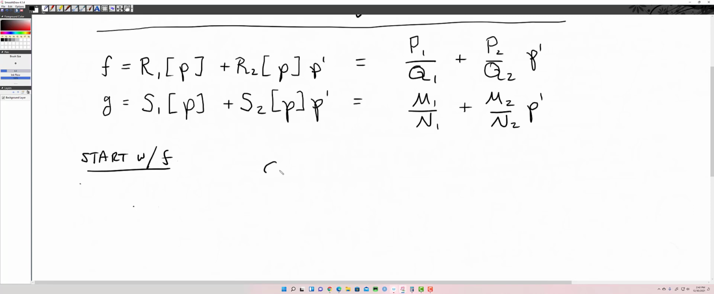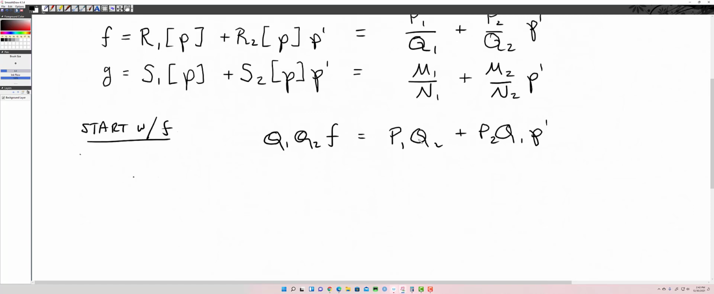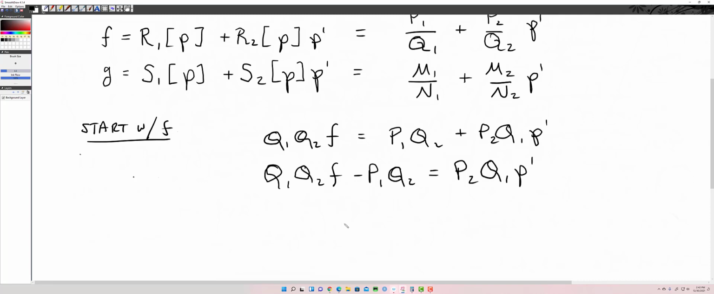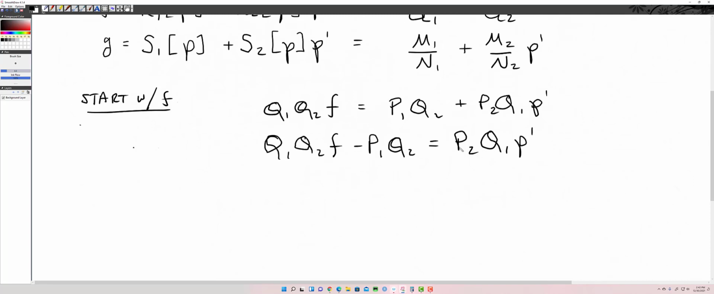Okay, so I'm going to look at Q1, Q2 times F. And that's going to give me P1 Q2 plus P2 Q1 P prime. I'm then going to take P1 Q2 and move it over to this side. And you'll notice that this equals P2 Q1 P prime. What I'm now going to do is square this side and this side.